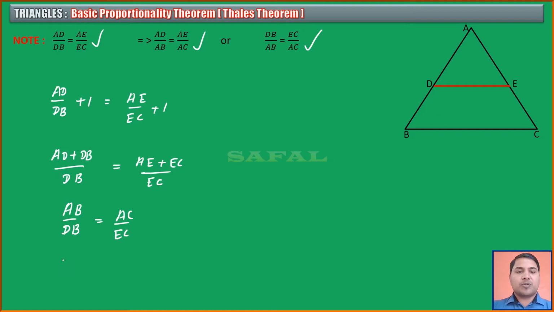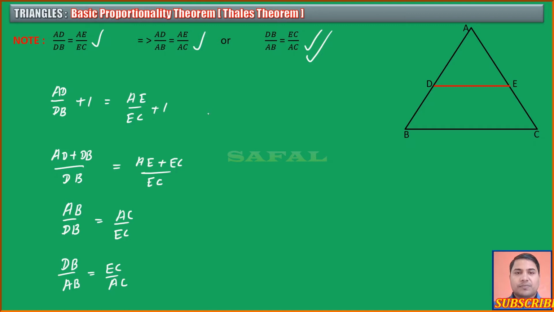So once I reciprocate this, what I'll get? DB by AB equals EC by AC. So just now I have proved this one. On similar lines, this can also be proved. First you can take the reciprocal and then you can add 1. So these three forms: AD by DB is the same as AE by EC, or AD by AB is the same as AE by AC, or DB by AB is the same as EC by AC. So these three forms I want you to keep in mind.